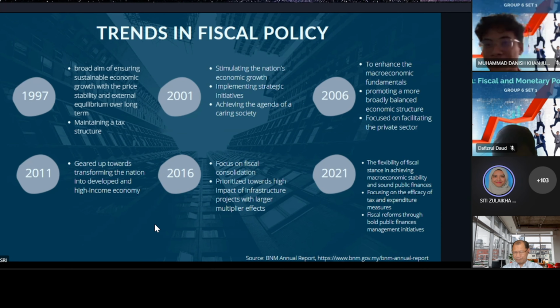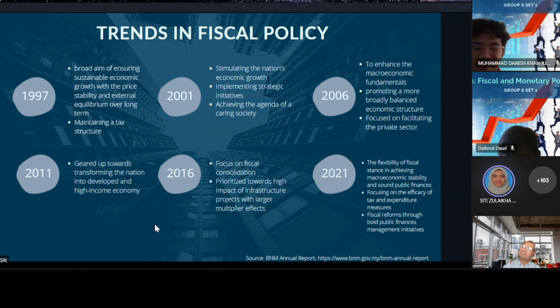Next, we move to 2016. The fiscal policy is focused on high impact infrastructure projects with larger multiplier effects. Therefore, it is also in line with the objective of the 11th Malaysia Plan, which charts the development priorities of the government for the next 5 years, from 2016 to 2020.